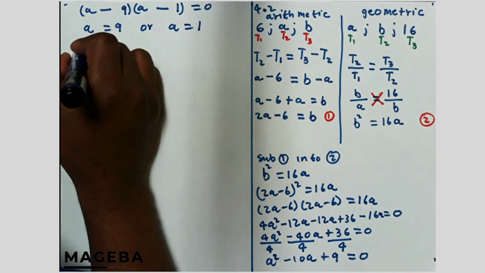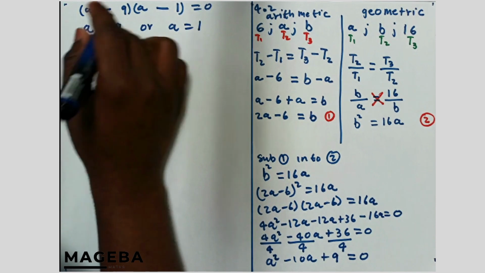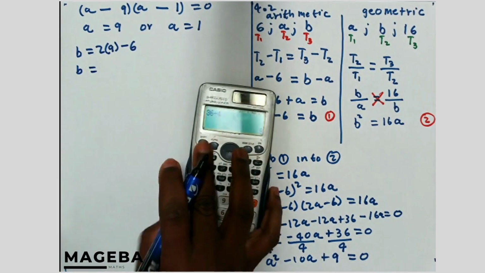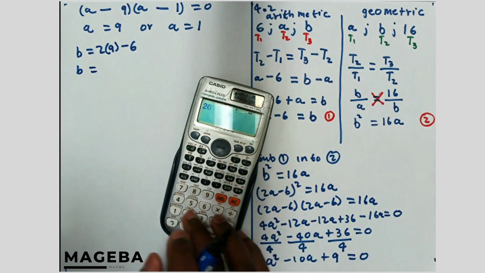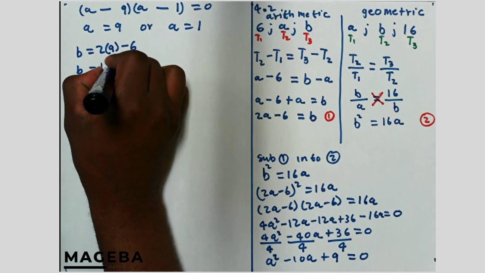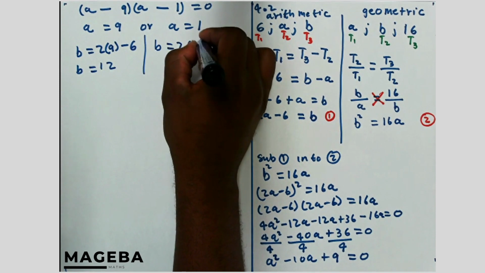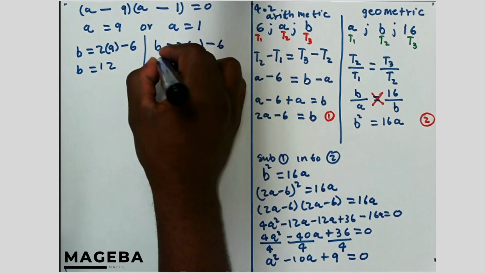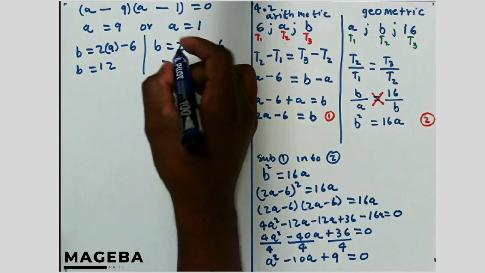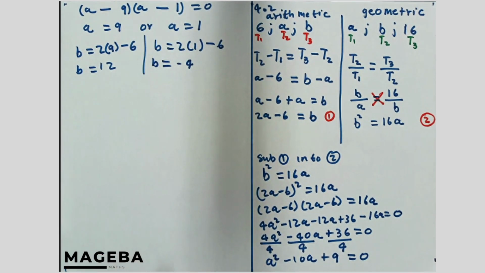So now from here I can find my B. I know that B is equal to 2A minus 6. When my A is 9, it's 2 into 9 minus 6, which is 12. And my B, when my A is 1, is 2 into 1 minus 6, which gives me negative 4. So these are my values of A and my values of B.